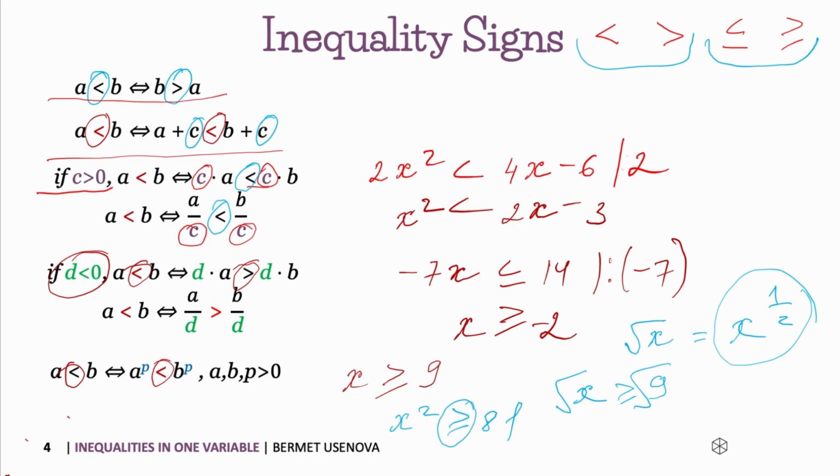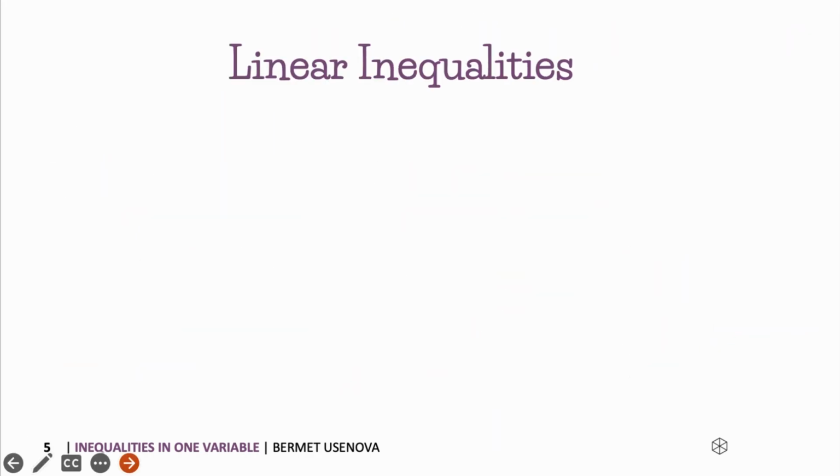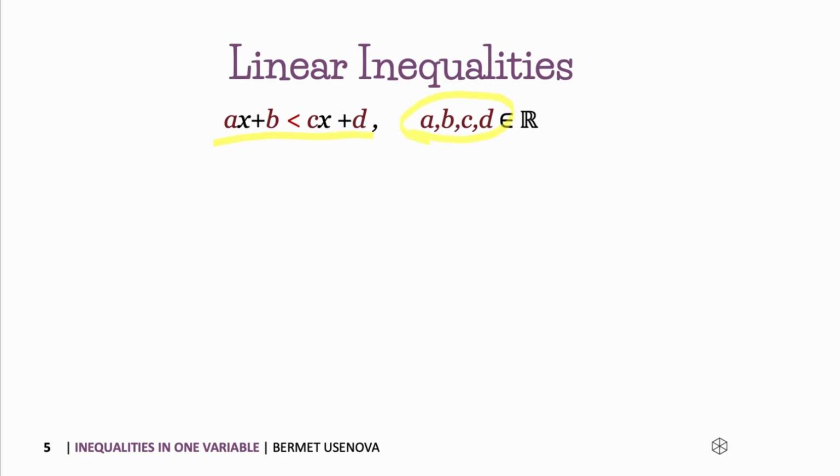Then we start directly with linear inequalities. So what are the linear inequalities? Linear inequalities are inequalities in this general form where x is our unknown variable and a, b, c, d are real numbers. The solution set of an inequality is a set of all real numbers that we can just put instead of x, and this inequality will be true for them. So the solution set of an inequality is the set of all x numbers which will fulfill this inequality.